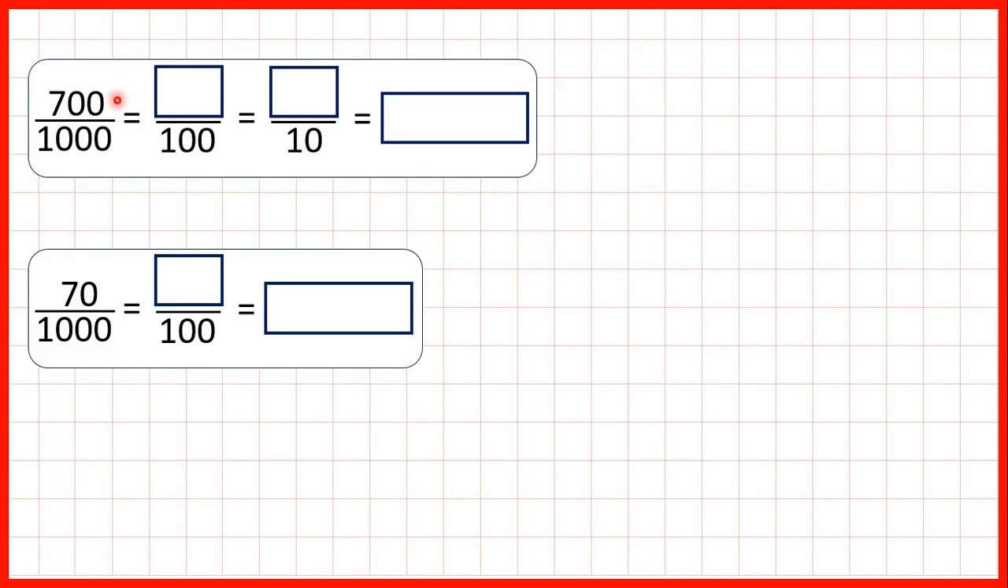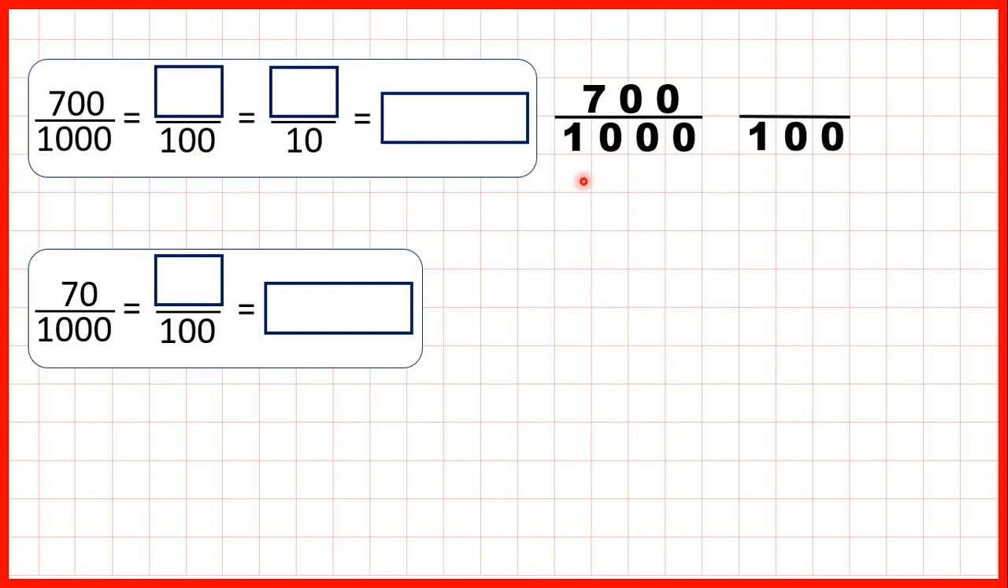So here we have 700 thousandths. We're going to find equivalent fractions with a denominator of 100 and 10, and then we're going to write 700 thousandths as a decimal. So, to find out how many hundredths that's equivalent to, we can use division.